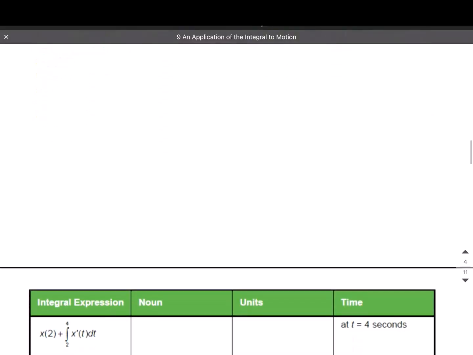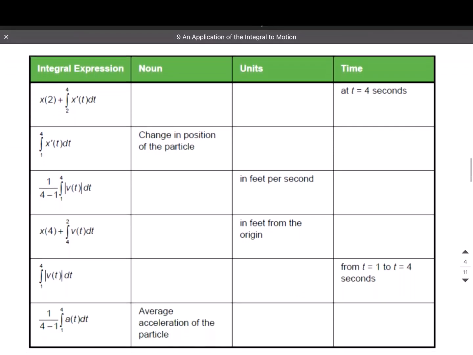Here we go. So now we have x of 2 plus the integral from 2 to 4. Notice this x of 2, this is our lower limit. That's an initial position. And also, we have the integral from 2 to 4 of x prime of t. That's the velocity function, remember. So this is the position of the particle in feet from the origin.